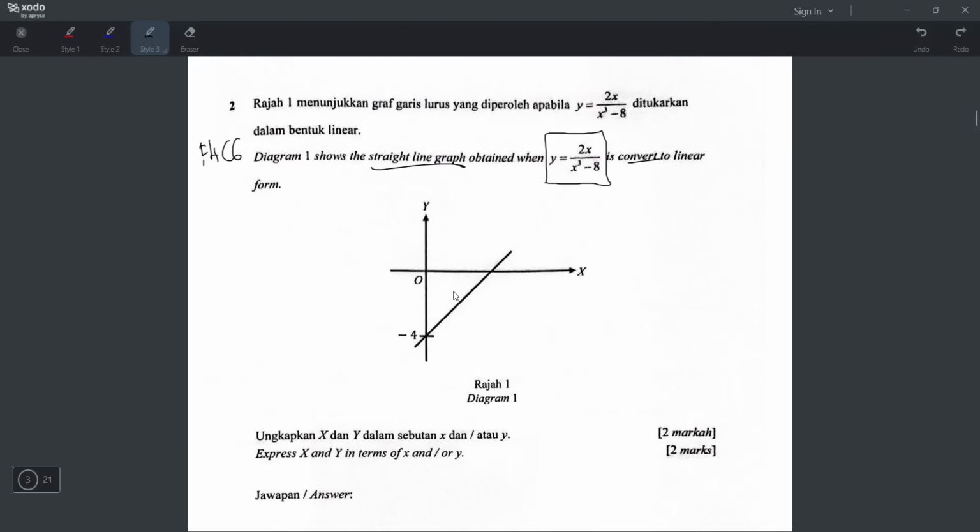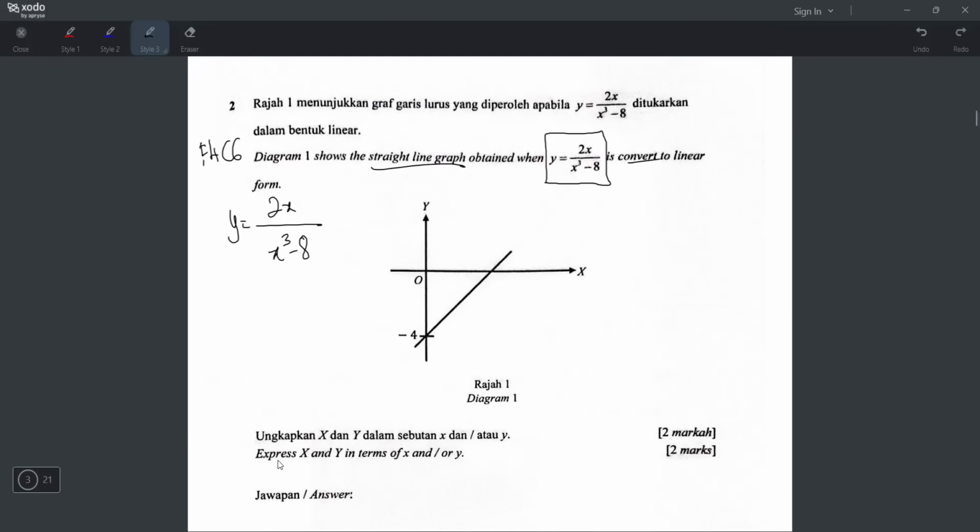You understand, right? Because if it's linear form already, they will not say this graph is the graph after this one is converted to linear form. It means this equation is not converted yet. So I will convert the equation to linear form later. Doesn't matter what they ask me to find. That's how you do linear law questions. You always, kalau bagi equation, terus tukar jadi linear form. Linear form. Doesn't matter if it's a paper 1 question or paper 2 question.